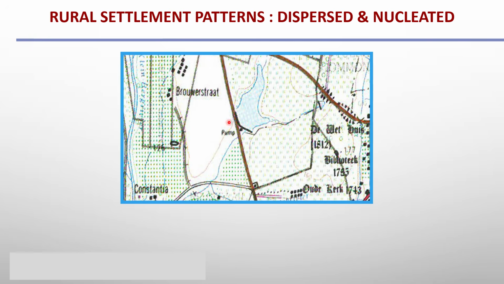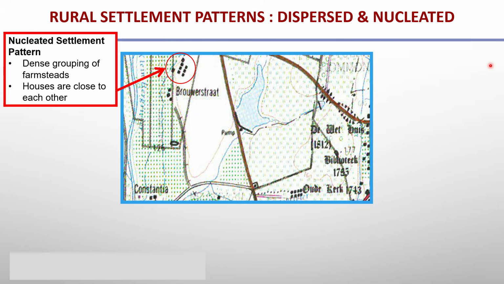Okay, now here's our map. Remember map integration. We are going to look at our nucleated settlements versus our dispersed settlements. Look at this part here. You can see that these buildings are clustered closer together, so it's a nucleated settlement pattern. A dense grouping of farmsteads. Remember, our farmstead is our smallest rural area. You can see this is a rural area. There's farming, there are orchards and vineyards here. And you can see on this side of cultivation, houses are close together, close to each other. You can see that on your topographic map now. You can see the cluster there.